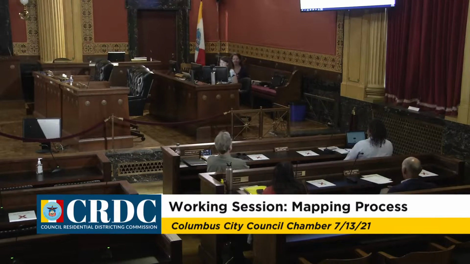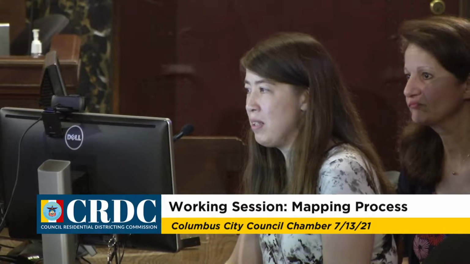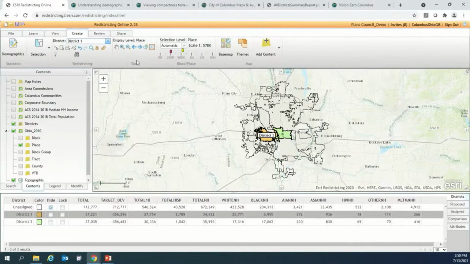Okay, so I'm going to go ahead and proceed with the rest of the demo. I'm going to turn off this Columbus communities layer, and now I'm actually going to do just a quick little assignment. I'll show you that question you had before about having unassigned areas and things like that. I'm going to just do a quick assignment. I'm going to assign everything to District 1 for a second.